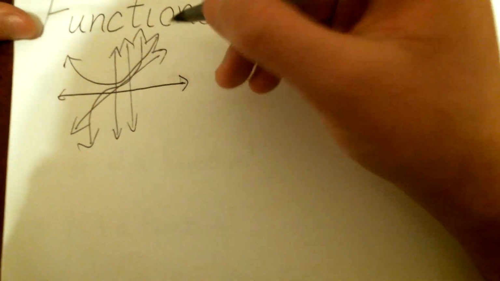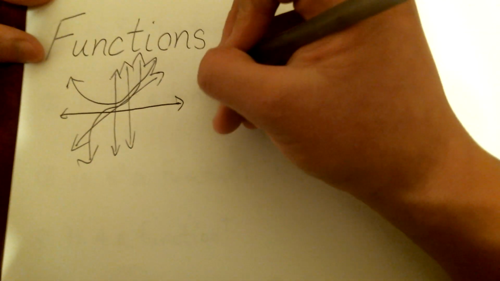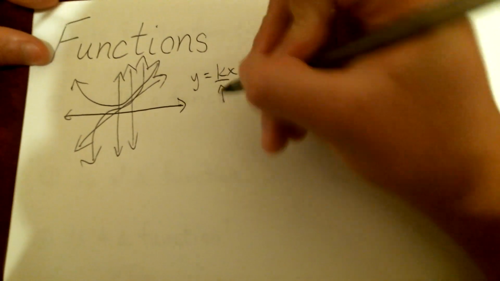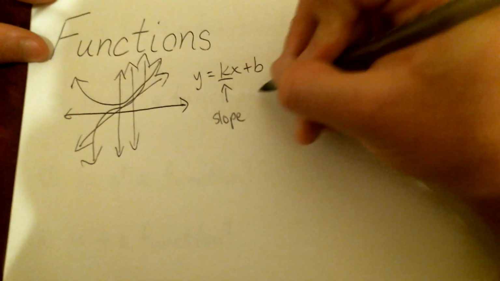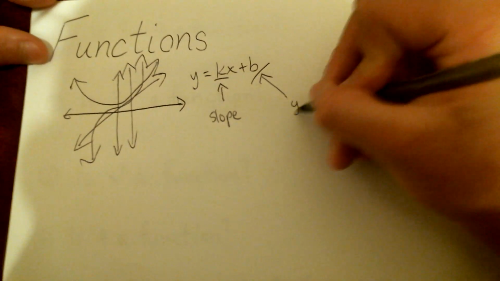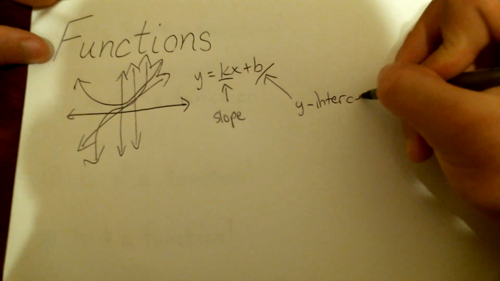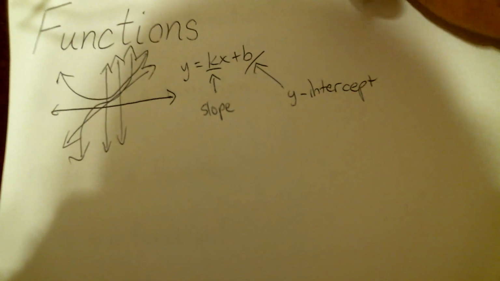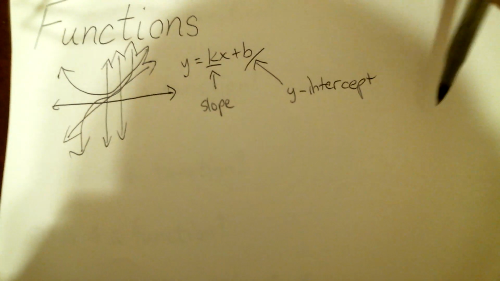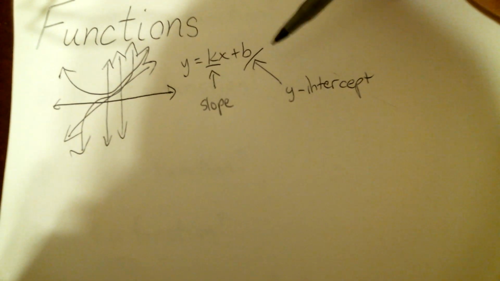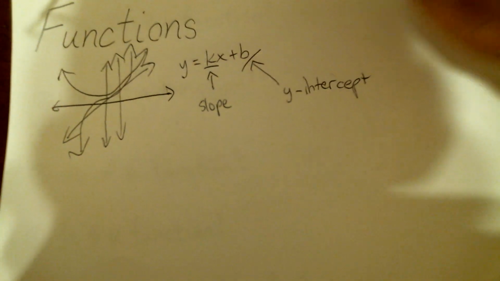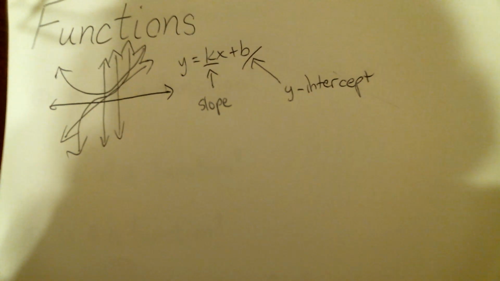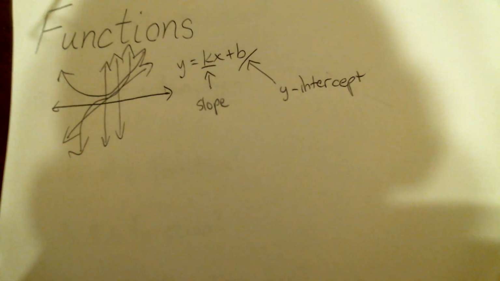A very common way functions are represented is y equals kx plus b. This k here is the slope, and this b here is the y-intercept. If it is in this format, then the graph that is yielded would be a function, since it would have exactly one y value for every x value that is given.